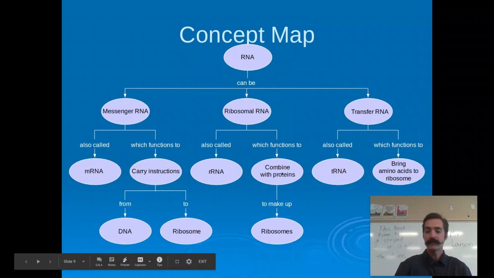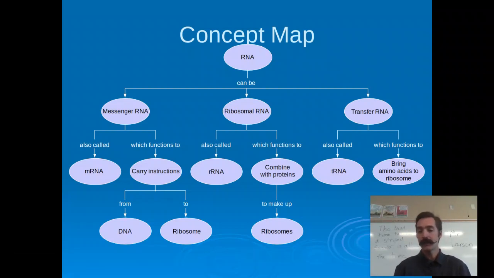A different kind of RNA is ribosomal RNA. It combines with proteins to make up ribosomes. So just like the name, ribosomal RNA creates ribosomes. Kind of easy to figure that one out. Then transfer RNA. What transfer RNA does is it brings amino acids to ribosomes. We'll dive more into what amino acids are and how they function, but the transfer RNA is what brings those amino acids from around the cell to a ribosome to create these proteins.